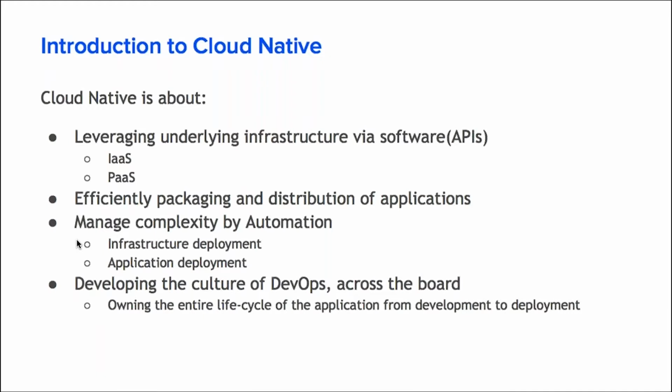How we can then efficiently package and distribute the applications, how we can manage the complexity with automations. For example, when you deploy an infra or an application, you would need infra as well as the application. So for both of them, you need some kind of automation, because when you go towards microservices, you have a number of services doing specific stuff, and you don't want to run each microservice by hand, right? So you would automate first the infra part, like deploy Kubernetes, and then deploy the application on top of that.